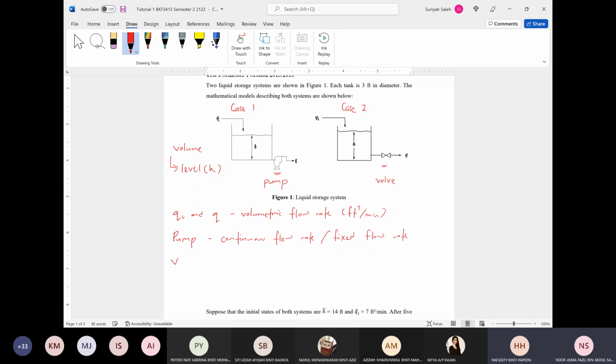Meanwhile, for the valve, normally the term used is regulating flow rate. The function of the valve in this case is to regulate the flow rate accordingly. Regulating means the value of the flow rate is variable; it can be increased or decreased. The factor deciding this increment or decrement is based on the level inside the tank.